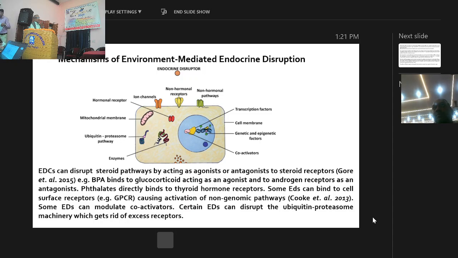যার ফলে কি হলো? Some endocrine disruptive chemicals can bind to cell surface receptors, as for example GPCR, causing activation of non-genomic pathways. Some endocrine disruptive chemicals can modulate coactivation. Certain endocrine disruptive chemicals can disrupt the ubiquitin proteasome machinery, which gets rid of excess receptors.